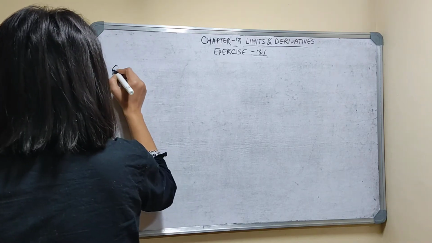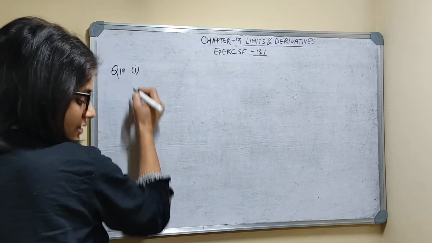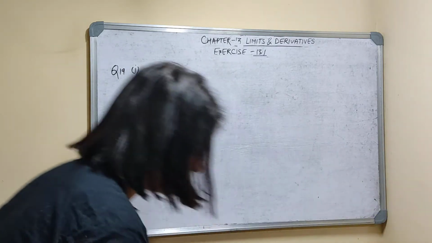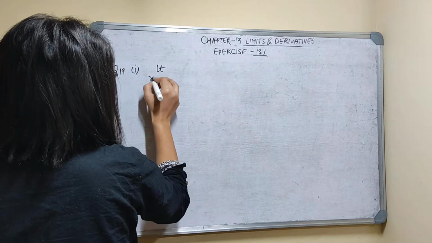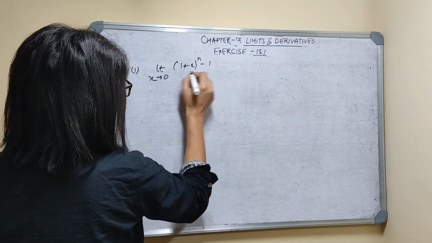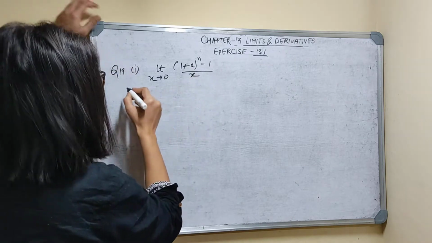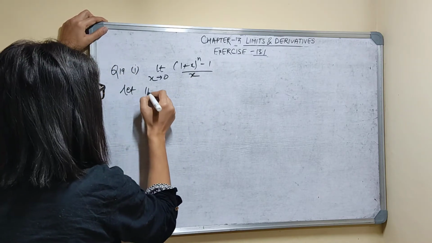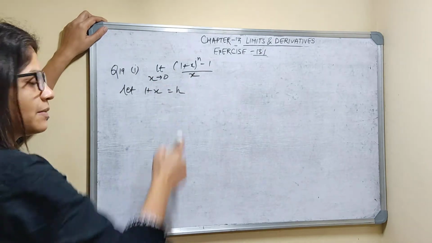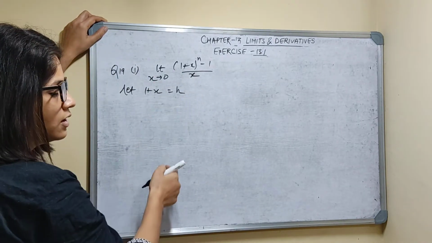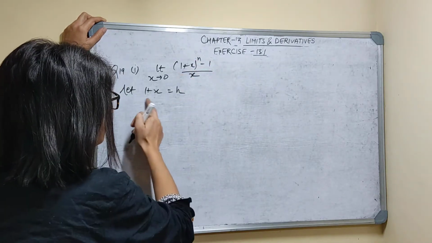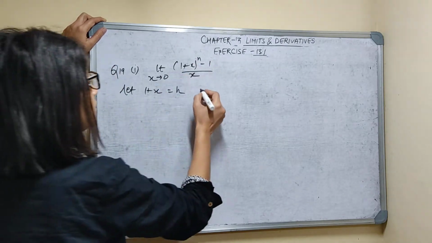Question number 19, first part. You can see the limit as x tends to 0 of ((1 plus x) whole power n minus 1) upon x. Let 1 plus x be equal to h, because if I directly substitute x equal to 0, it will be an indeterminate form, 0 by 0. So I have to put, let 1 plus x is equal to h.